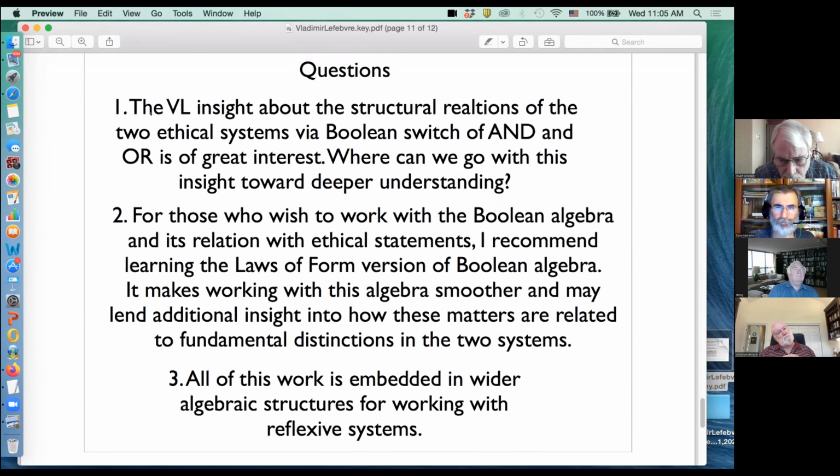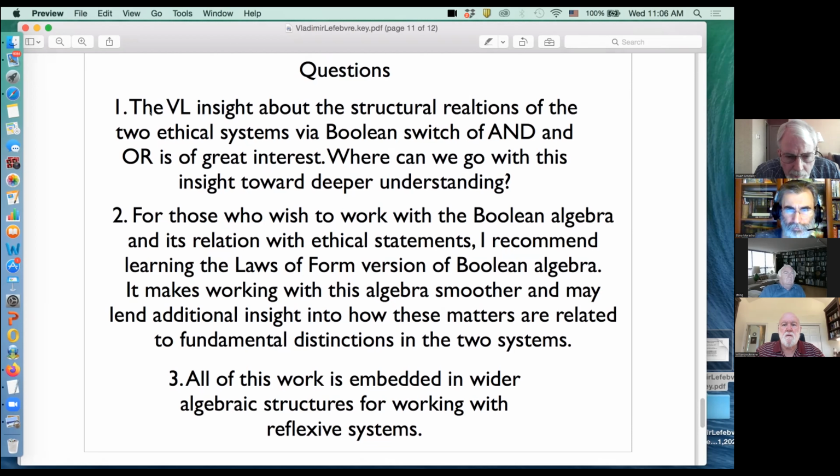So there are many questions. Lefebvre's insight about the structural relations of the two ethical systems via the Boolean switch of and and or is certainly of great interest. Where can we go with this insight towards deeper understanding of events, history, even deeper understanding of Boolean algebra, perhaps?